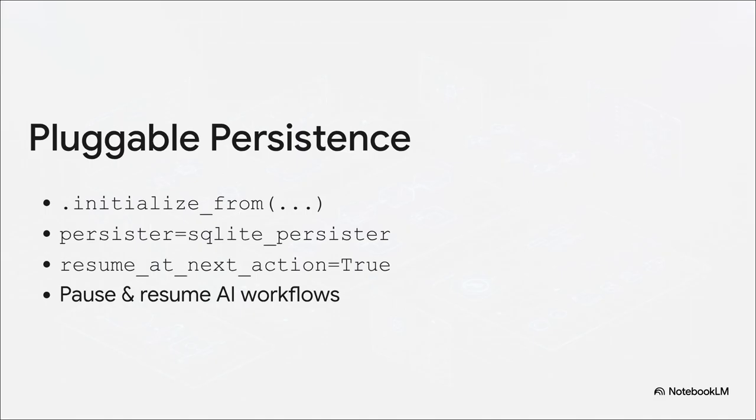To make this concrete, let's look at persistence. By calling initialize_from, passing in an SQLite persister, and setting resume_at_next_action to true, Burr can persist its immutable state to a database and cleanly resume an interrupted workflow right where it left off, which is absolutely brilliant for human-in-the-loop AI tasks where an agent might wait days for user feedback. But, and this is a key distinction, this relies on your database and your application logic. Burr itself isn't automatically a full distributed durable execution platform the way Temporal's cluster architecture is.